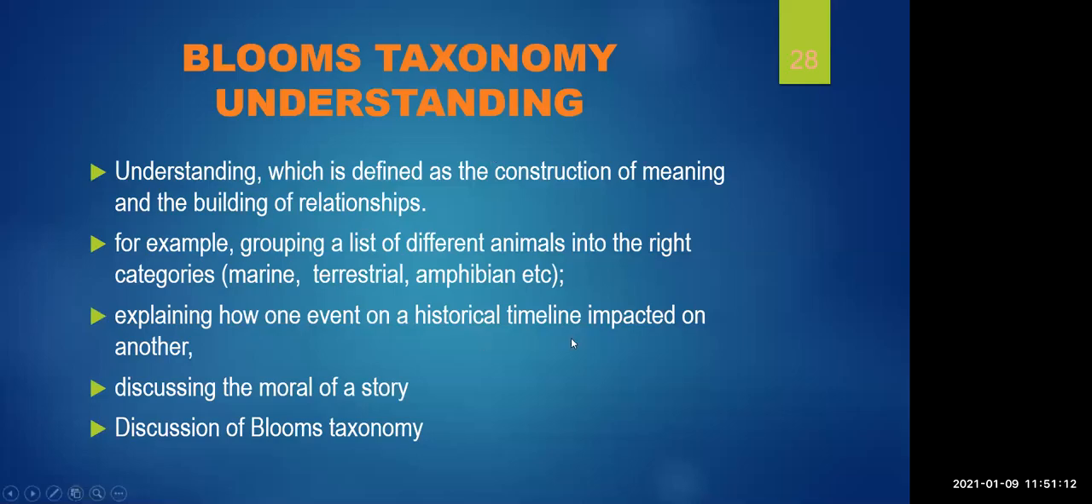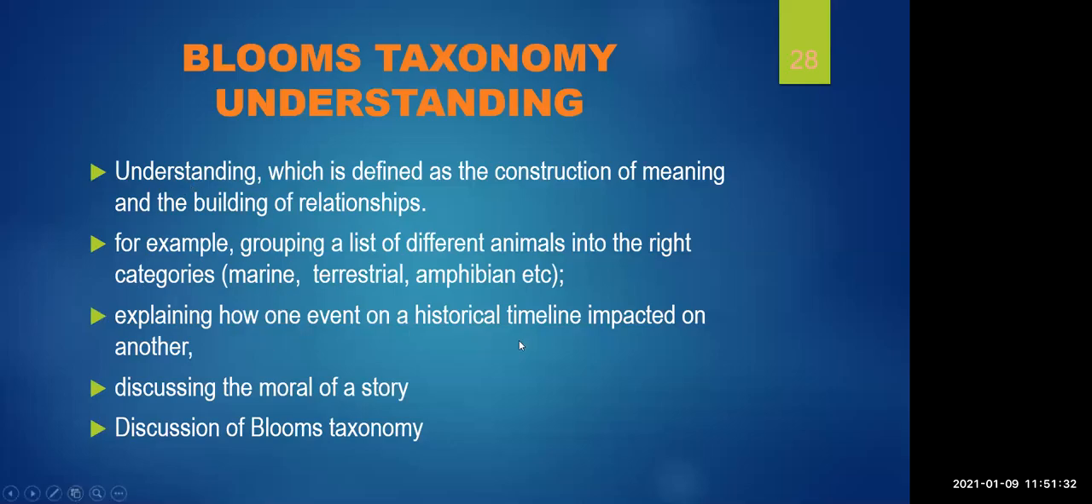So some animals will be on land as well as in the water. They call them amphibians. So terrestrial animals are there, marine animals are there. So they know different types of animals. If you categorize them, we are just grouping them. We are making them understand. That is what we call an example.